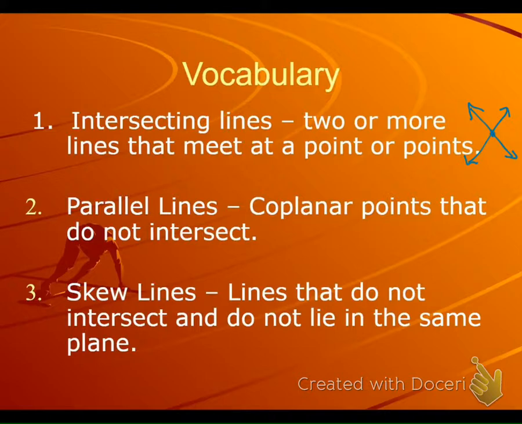You also have parallel lines, coplanar lines that do not intersect. So they lie in the same plane. They never cross. And then skew lines, I'm going to have a diagram for that in 1 second. Those are lines that do not intersect and do not lie on the same plane.